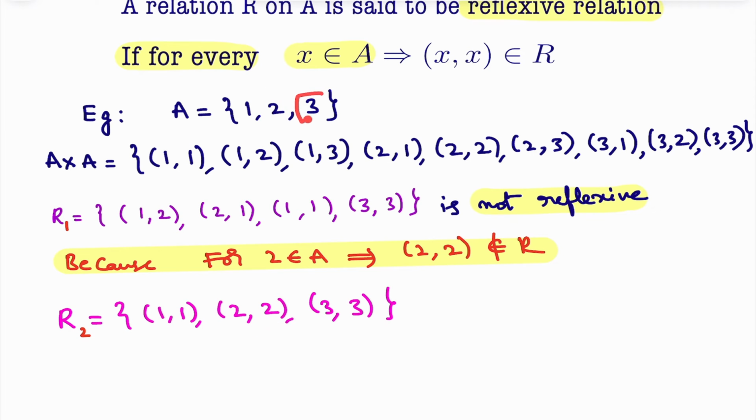3 is there in set A. 3 comma 3 is there in this relation? Yes, it is there. So this element passes the reflexive test. So finally what do we say? We say that this relation is reflexive.